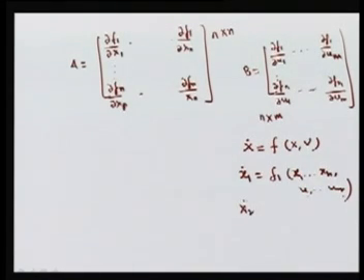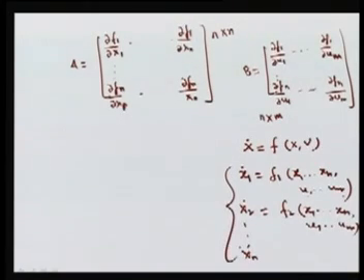Similarly, I can write x2 dot, which is another function f2, with variables from x1 to xn and u1 to um. So similarly we can have xn dot. All these equations can be represented in a compact form, and that is called the vector form representation. So here we can write simply that x dot is a nonlinear function of x and u.